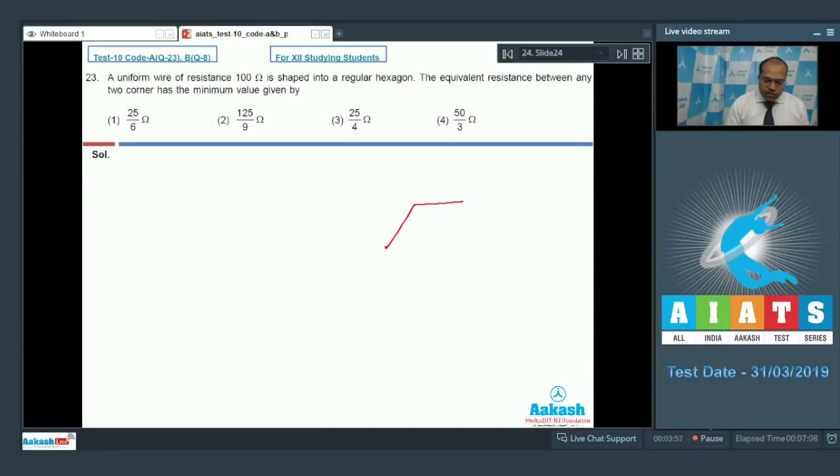A uniform wire is made into a regular hexagon. So if the total resistance is 100 ohm, then the resistance of this branch is 100 by 6, or it is equal to 50 by 3 ohm. Now if one of the points is this, and we have to consider a second point such that the resistance between these 2 points must be minimum of this given regular hexagon.